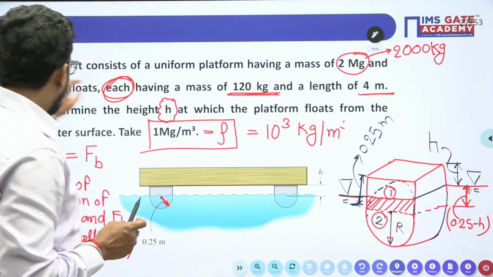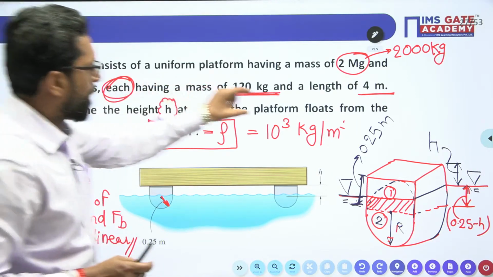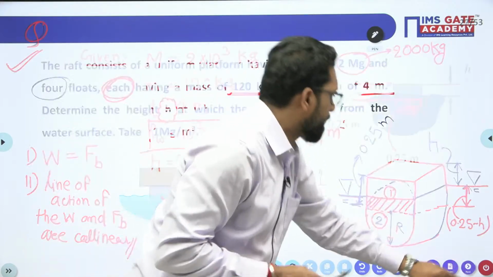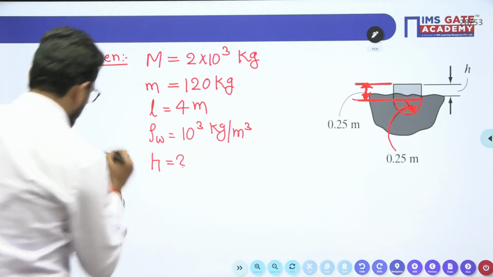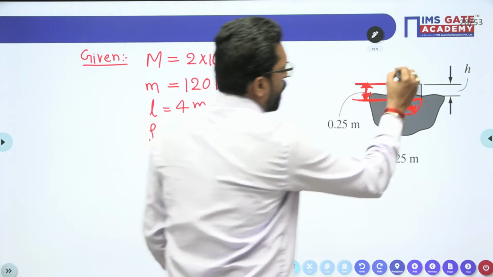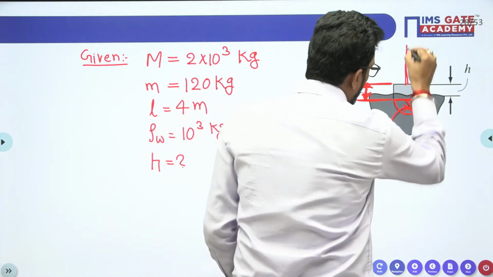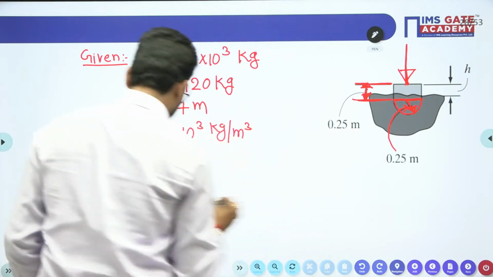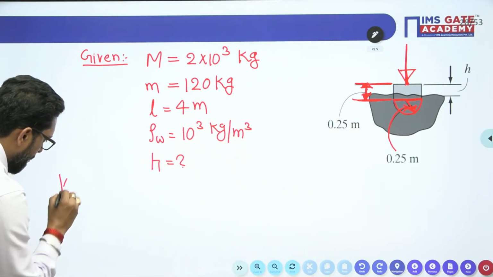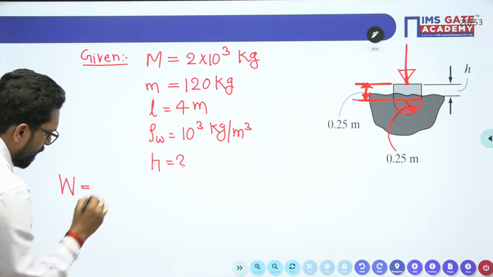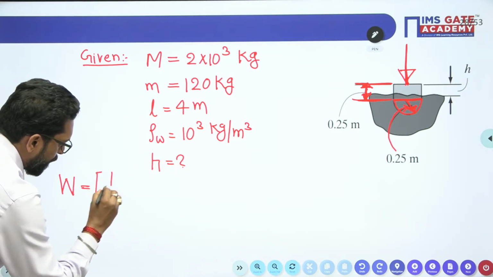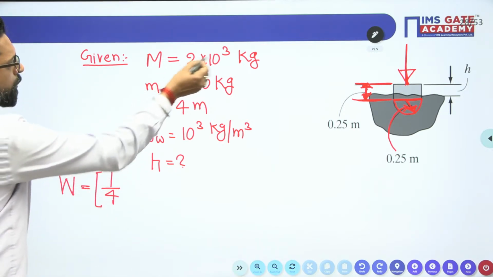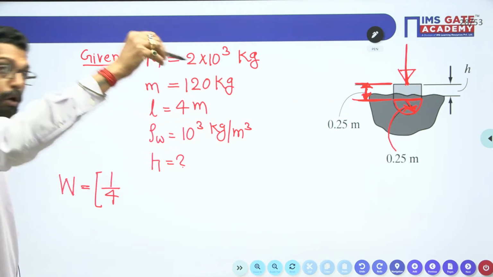Thank you, sir. So there are 4 floats. If you consider the contribution, the mass acts as weight, so what is the weight that will act on this one float? The weight is 1/4 of this mass. Why? Because this mass is contributed to all the 4 floats.